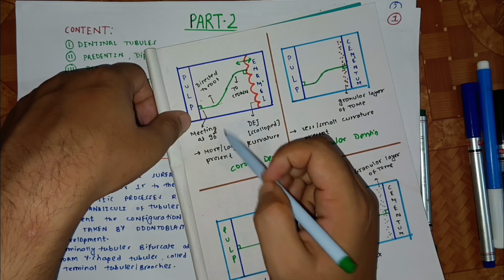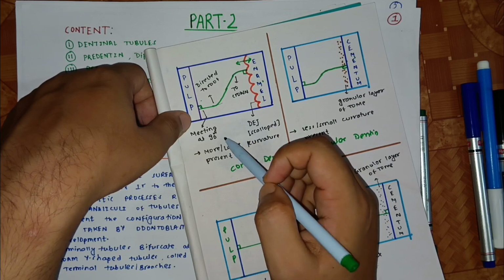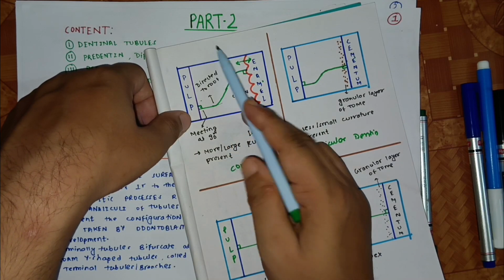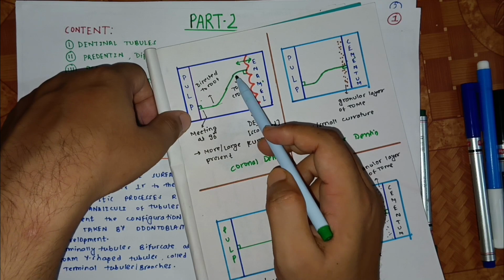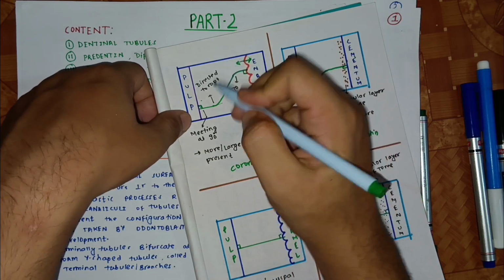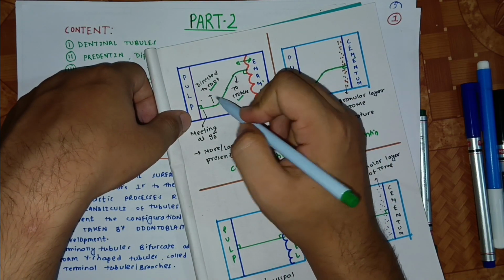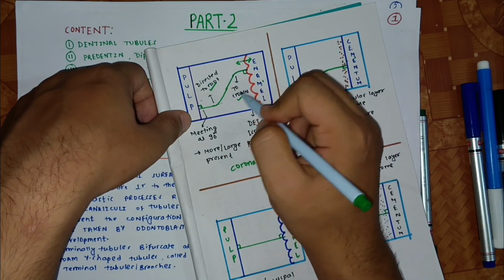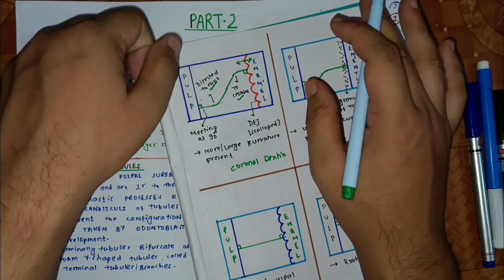This first curvature is directed towards the root apex. So this is the apical side of the root, this is the root side, and this is the coronal side. The upper side is the coronal side, and the other curvature is directed towards the crown. So you should remember this: the first curvature is directed towards the root, and the second curvature is directed towards the crown. Just remember this.